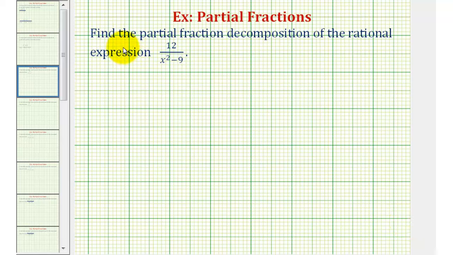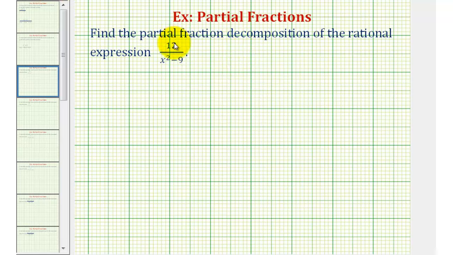Welcome to the first of several examples of finding the partial fraction decomposition of a given rational expression. Partial fraction decomposition is a method for writing a given rational expression as a sum or difference of rational expressions that are simpler than the given expression, and this is often helpful when integrating in calculus.